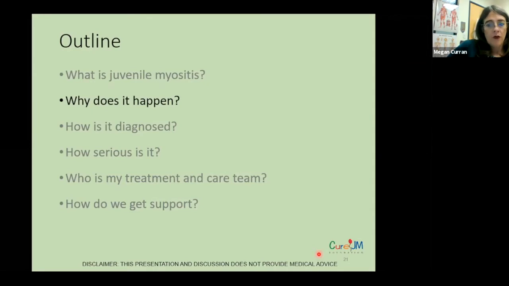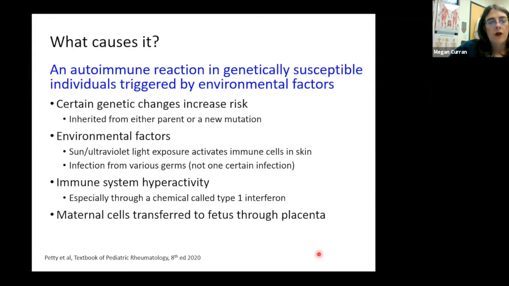So we'll now move on to why this happens. Dermatomyositis, juvenile myositis, is an autoimmune reaction in genetically susceptible individuals that is triggered by environmental factors. You can remember that sentence. I'll show it to you again at the end.